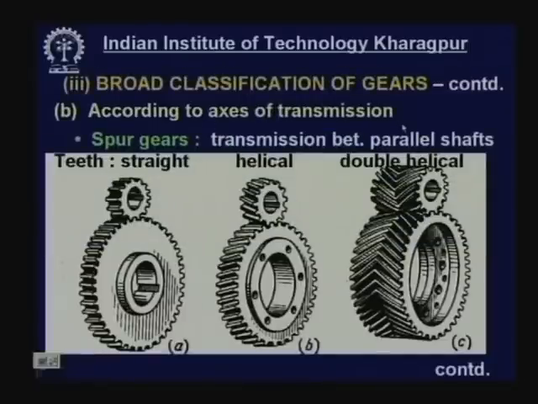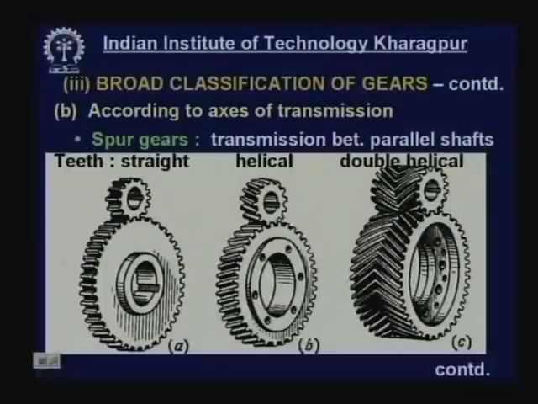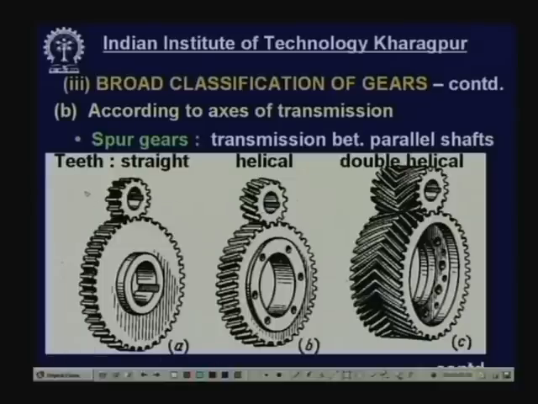According to axis of transmission, as I told you, the axes of the shafts between which power, rotation, etc. are transmitted by gears may be parallel, may be intersecting, may be non-parallel and non-intersecting; various possibilities are there. Now, let us see spur gears. What do spur gears mean? Those gears which transmit power, rotation, etc. between two parallel shafts. Here you can see this is one gear with a shaft like this. This is another gear, with a parallel shaft like this. So long as the shafts are parallel, they will be called spur gears.